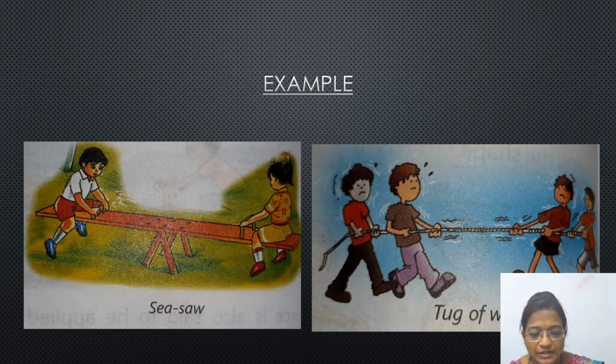As the two children here are of almost equal weight, they are not moving much, isn't it? Why? Because they are in balance. So they can maintain a balance here. This boy and this girl are of the same weight so that they can manage the balance, isn't it?